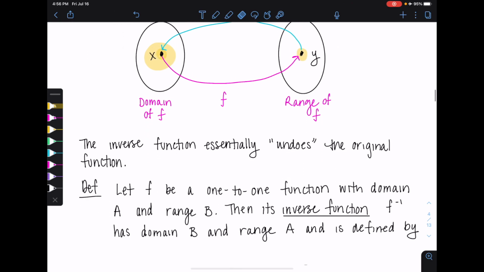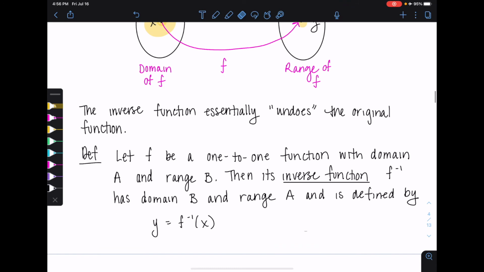So as a formal definition, we're going to let f be a one-to-one function with domain A and range B. Then its inverse function, denoted f inverse, has domain B and range A, and is defined by the following. Your y is equal to the inverse of x if and only if these undo each other. So if I evaluate both sides with f, you end up saying f of y is equal to x. So those roles of x and y swap.